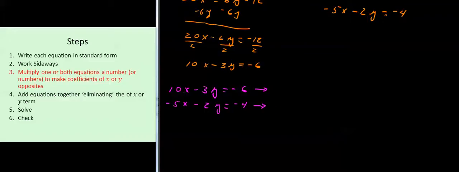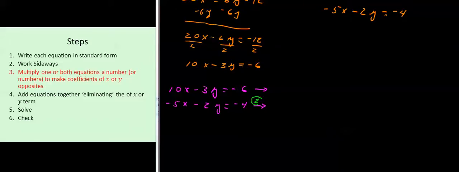So I look at this. I have 10 and negative 5. I have negative 3 and negative 2. I want these to be the same number but opposite, either the x terms or the y terms. Well, if I multiply this equation by 2, I'll have a negative 10, and then I'll have a positive 10. Negative 10 and positive 10 are opposites, so I'm going to multiply this equation at the bottom by 2.